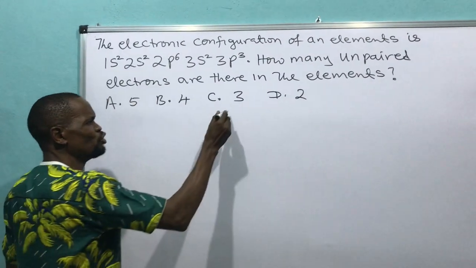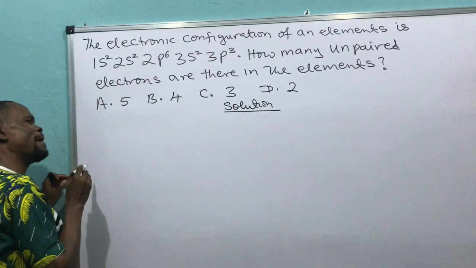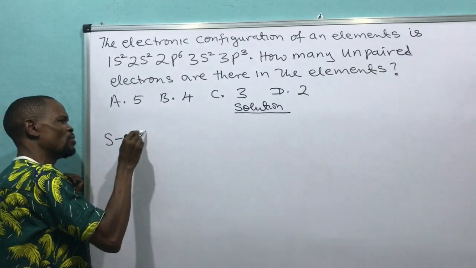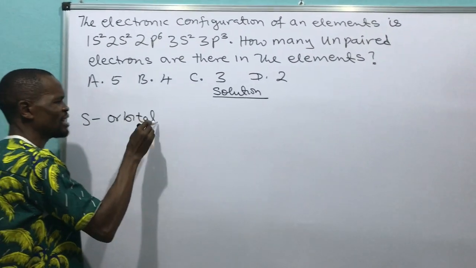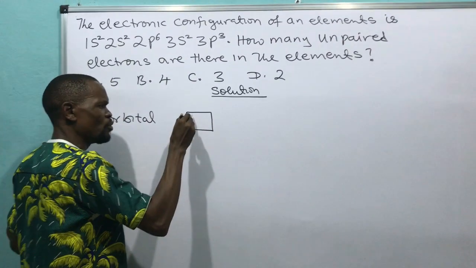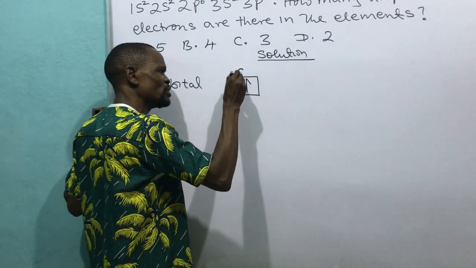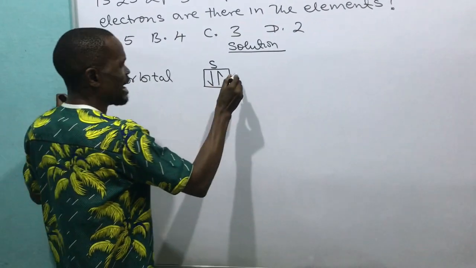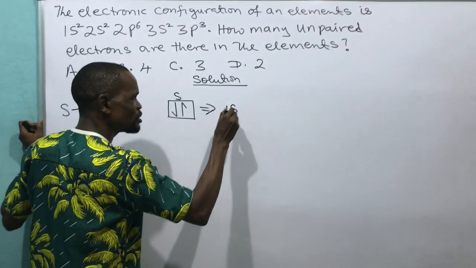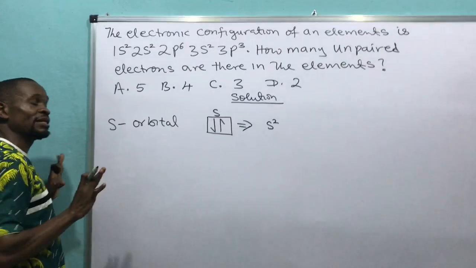And I go to the solution. Let us look at the solution so that we know the correct option. How many orbitals do we have? We have the s orbital, and they are being paired up, with spin up and spin down. That means the s orbital is filled up. That implies 1s2, two electrons filling s. It means that it's paired.